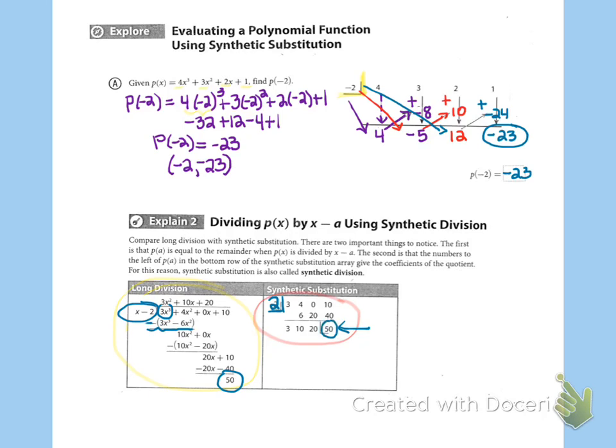It represents the remainder here, and you'll see these numbers, the 3, the 10, and the 20, also appear in long division right here. They were the coefficients of our terms in our quotient. So if we were to use the synthetic division process, the only thing necessary from here on out, once we've done the synthetic substitution, is to take these things and interpret what that means in terms of the quotient.